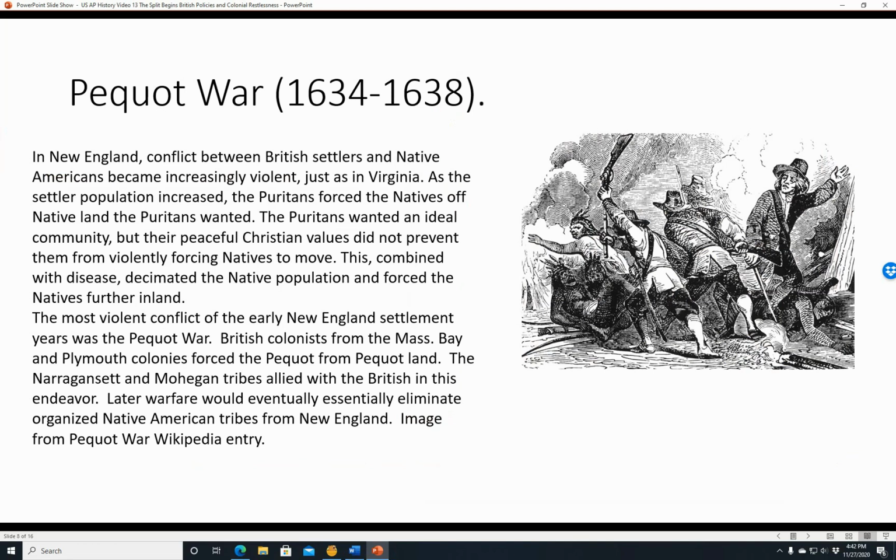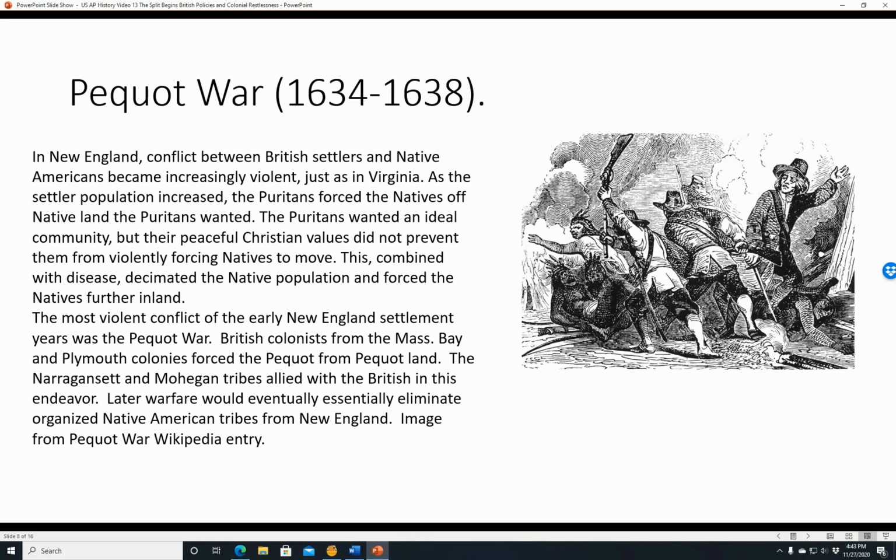In New England, conflict between British settlers and Native Americans became increasingly violent, just as in Virginia. As the settler population increased, the Puritans forced the natives off native land the Puritans wanted. The Puritans wanted an ideal community, but their peaceful Christian values did not prevent them from violently forcing natives to move. A little hypocrisy there. This, combined with disease, decimated the native population and forced the natives further inland.